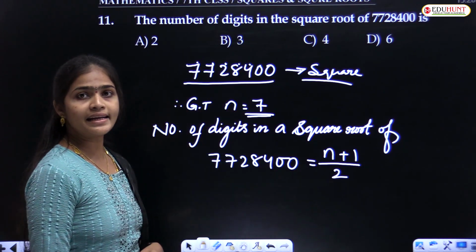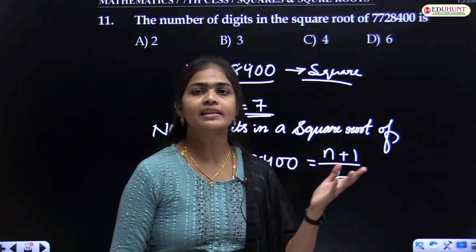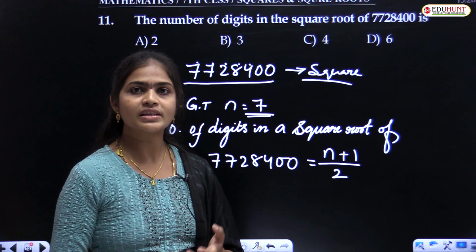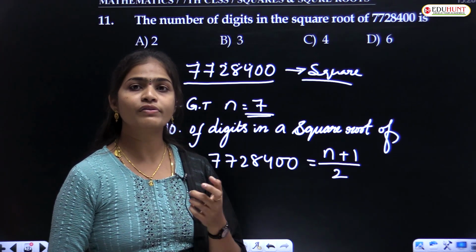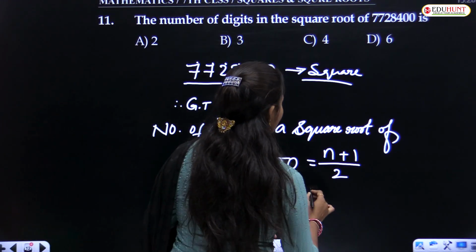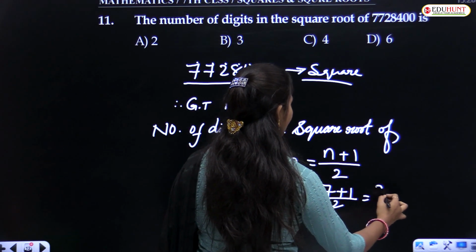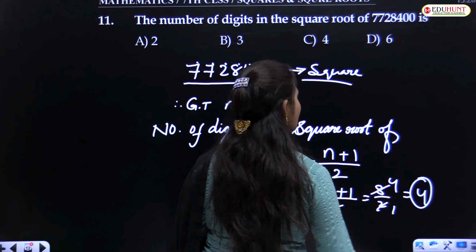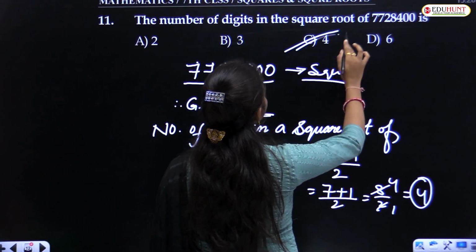If n digits are there in that square, if n is even, then the formula is n by 2 number of digits in its square root. If n is odd, then the number of digits in its square root is n plus 1 by 2. So here n is equal to 7, plus 1 whole by 2, so 8 by 2, 2 ones, 2 fours. So here how many digits are there in its square root? That is nothing but 4 digits.